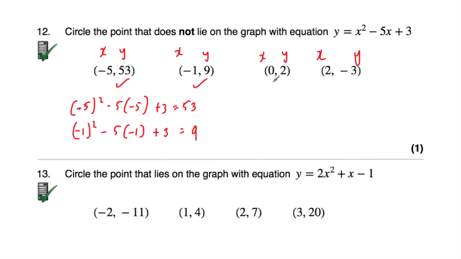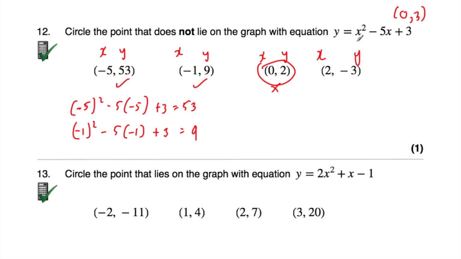We've now got 0, 2. Now this point I know is not on this graph because it's 0 across, 2 up. If you substitute in 0 here, we get 0 squared, which is 0, subtract 5 times 0, so that's 0, plus 3. It would be equal to 3, so that would be the point 0, 3. The graph can't pass through both 0, 2 and 0, 3. So that point is not on the graph because if x is equal to 0, y would be equal to 3, not 2. So I'm going to circle that one.